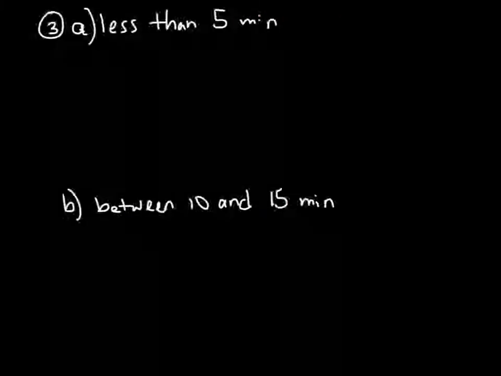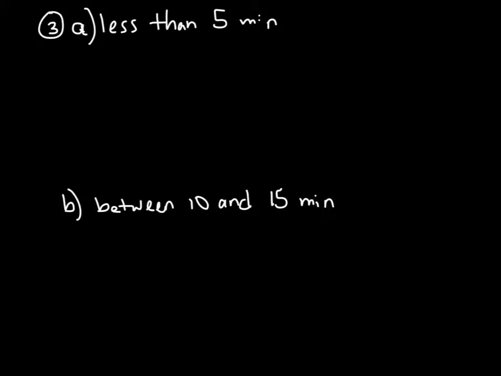Okay, so number 3 talks about the hold time experienced by people calling a government agency. And they tell us the mean hold time is 12.4 minutes and the standard deviation is 4.3 minutes. So in part A, they want us to determine the number of calls answered in less than 5 minutes. Or they want us to find the percentage of calls that are answered in less than 5 minutes.